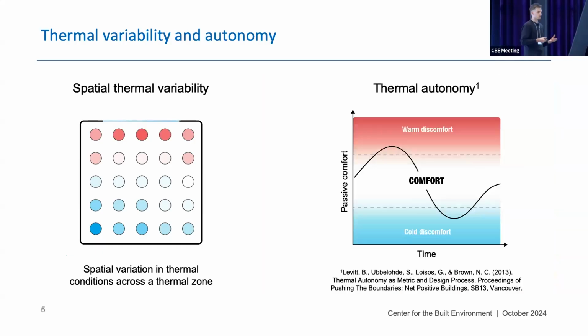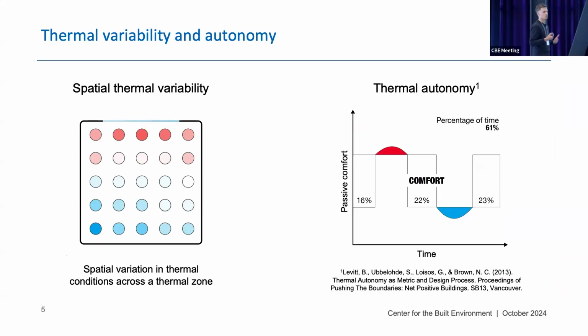The second term I want to introduce was introduced by Brandon Levitt and his colleagues in Alameda roughly 10 years ago. And this term is called thermal autonomy. So what thermal autonomy actually means is that we want to optimize the ability of a building to provide thermally comfortable conditions by running it on passive means only. And usually we name the percentage of time this is achieved. So in this case, it would be 61%.